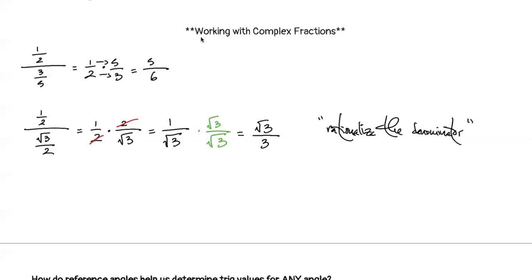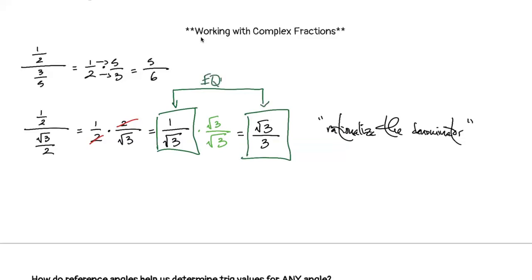One thing that I want to make super clear for us right now: 1 over root 3, is that equal to or not equal to root 3 over 3? Yeah, these two are equal. They're equal because all I did was multiply by a fancy way of saying 1. So whatever I started with is the same as what I ended up with.